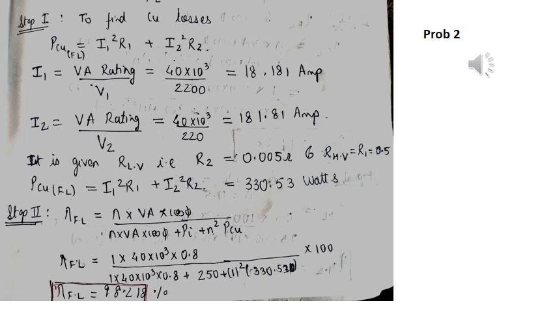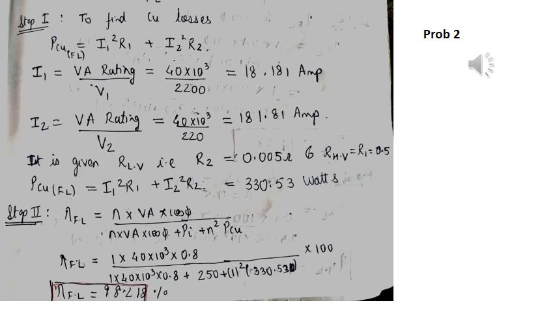Now since we have obtained the currents, we can proceed to the calculation of copper losses. Copper losses is I1 square R1 plus I2 square R2. So R1, as we discussed, is 0.5 and R2 is 0.005. Hence we obtain the copper losses to be equal to 330.53. Now remember, the copper losses that we have obtained using this formula are the copper losses at full load, since we are taking the full load primary and secondary currents.